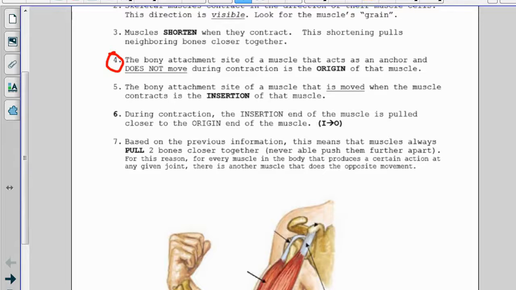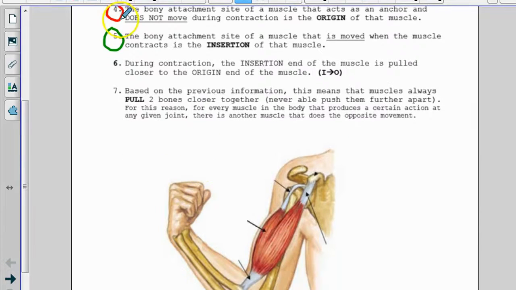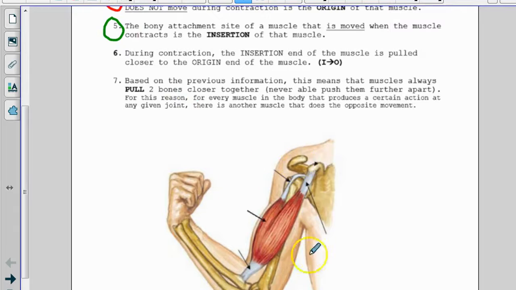So let's move on to number five, because it's directly related. The bony attachment site of a muscle that is moved when the muscle contracts is the insertion end. So really what I'm saying with 4 and 5 is that every skeletal muscle of the body, whether it's superficial, intermediate, or deep, has one end that will remain stable and one end that will move. And so essentially you have a decision to make. Which end is going to be the moving end? And then once you've figured that out, you can start to apply the rest of these rules to that muscle.